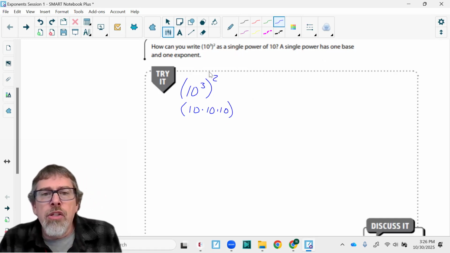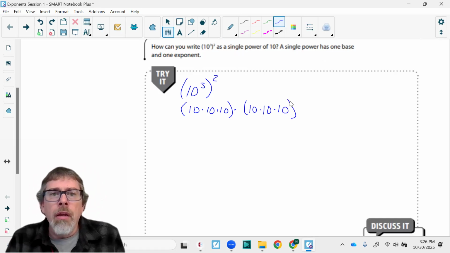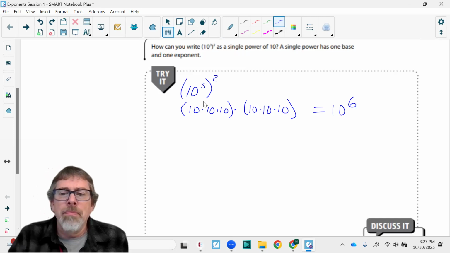And squaring it means to multiply it by itself one time, or two times actually. 10 times 10 times 10 again. And then how many 10s do I have? Well, there are 6 now. So 10 to the third squared would be 10 multiplied 3 times, and then a group of 3 twice, totaling multiplying 10 by itself 6 times.